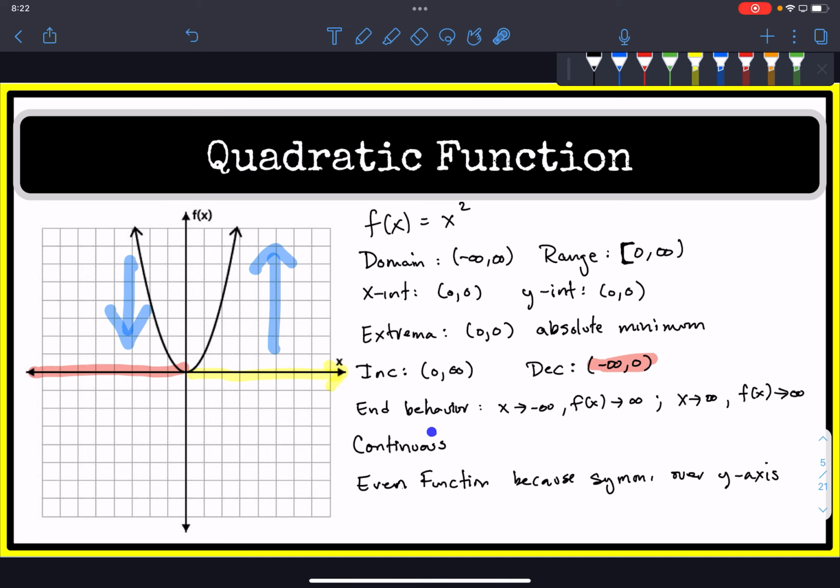It is continuous like the absolute value function. It just doesn't make this sharp turn right here in the corner, and it just again curves upwards. And it is also referred to as an even function because of the symmetry. It's symmetrical through the y-axis. So this is an even function.